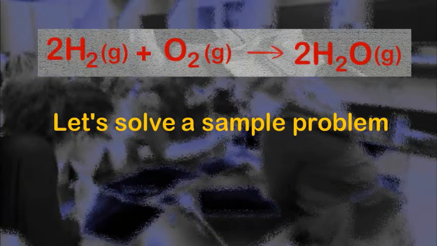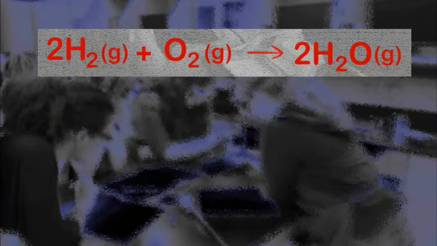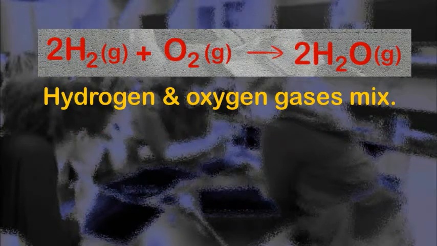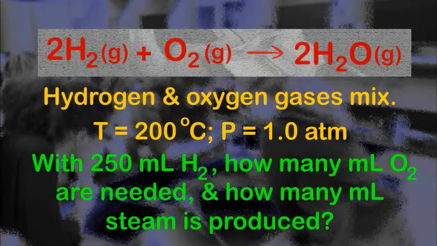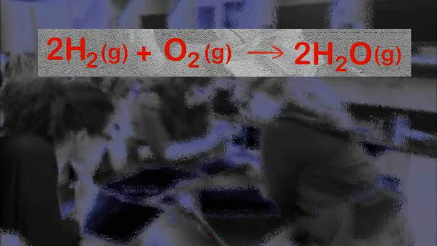So let's solve a problem using our hydrogen and oxygen reaction. Hydrogen and oxygen gases are mixed. They are at 200 degrees Celsius and 1.0 atmospheres pressure. If there is 250 milliliters of hydrogen, how many milliliters of oxygen are needed for the reaction, and how many milliliters of steam would be produced at that temperature and pressure?